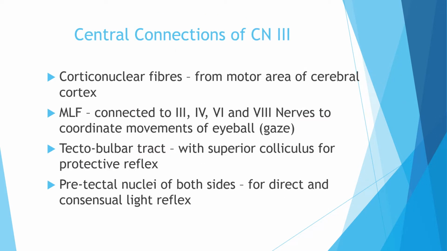The connections of the third nerve. The oculomotor nerve is connected with the cerebral cortex through corticonuclear fibers. It is connected with the medial longitudinal fasciculus, which in turn connects the third nerve with the other nerves, that is the fourth, sixth and the eighth nerve, and these are responsible for the coordinated or conjugate movements of the eyeball.